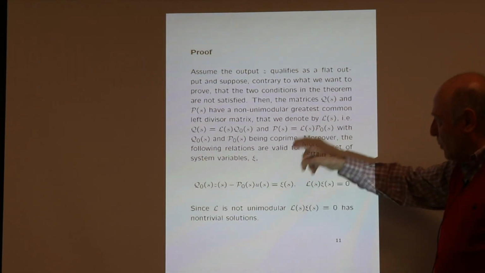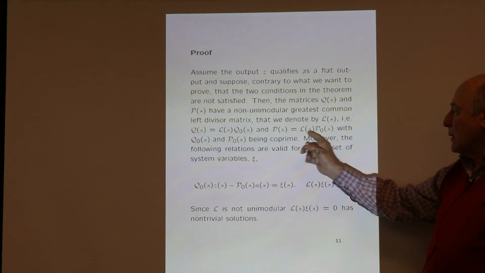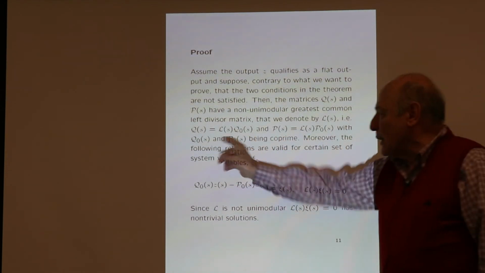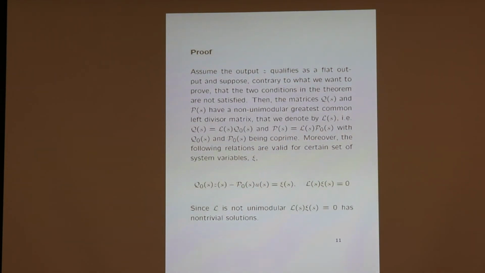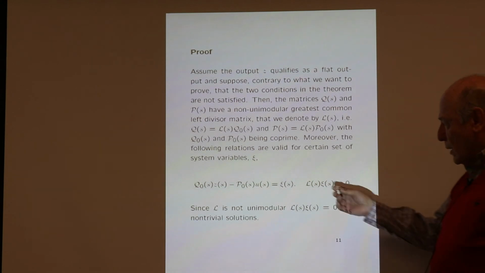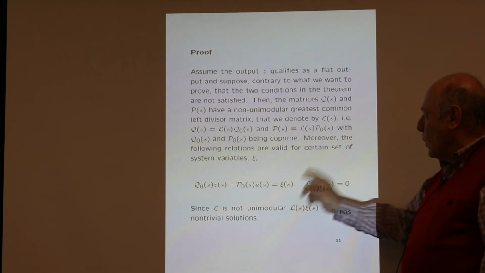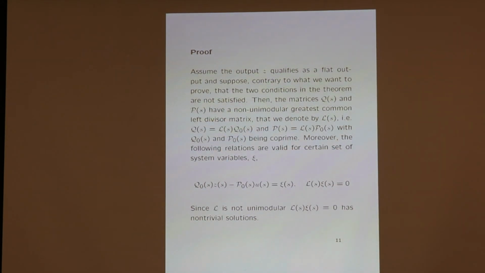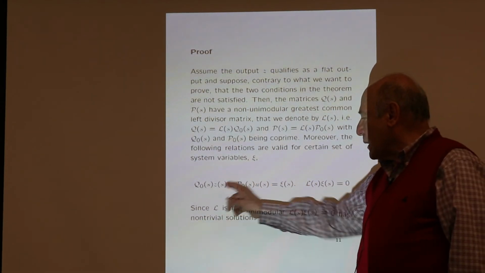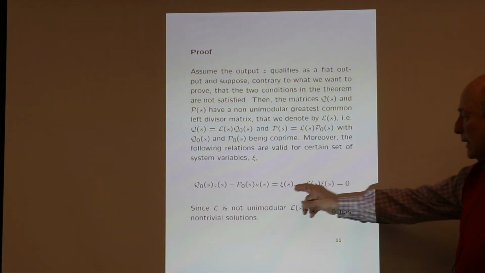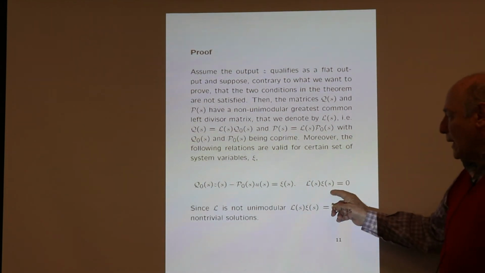And P will also have a common factor. That means L will also be an integral part of P and multiplies a matrix P0. With, of course, Q0 and P0 being coprime in this case. So if that is the case, because L is not unimodular, then we can establish that Q0 times C minus P0 times U will be, as we put here in the Bezout identity, a matrix C, because the right coprime representation of C and U will be of this sort. So we will be able to do that. But in this case, L will annihilate C.